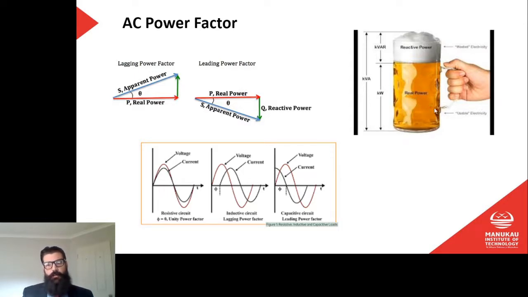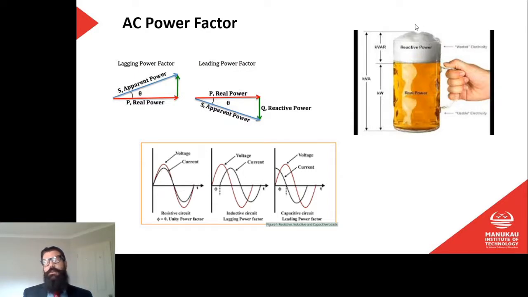So our real power, remember, is the power that we can use. That's our resistive power. That's the power that's dissipated by the resistive components of our circuit. Reactive power exists. We're drawing that power from the supply, but it doesn't do anything. That's the power via the capacitor and inductor components, reactive power there. And then our apparent power is the total of both, and that's what we pay for. So the power that's being drawn from the supply is our real power plus our reactive power.